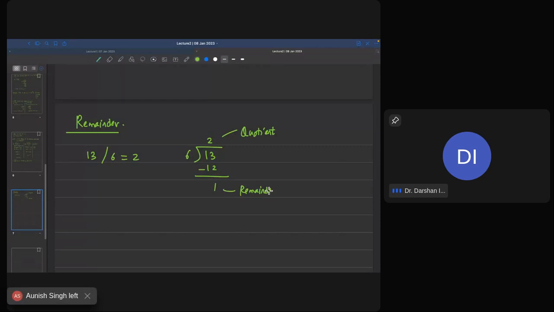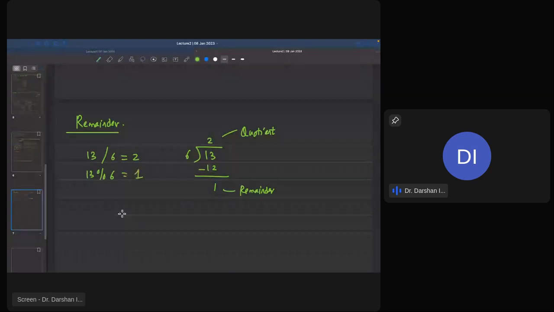How do you write it? This is how you write it. 13 divided by 6 is 2. 13 modulo 6 is 1. So basically, division gives quotient. Modulo gives remainder. Make a note of this. Division gives quotient. Modulo gives remainder. Now, there are a few things around this which could be confusing, and therefore I am teaching you.